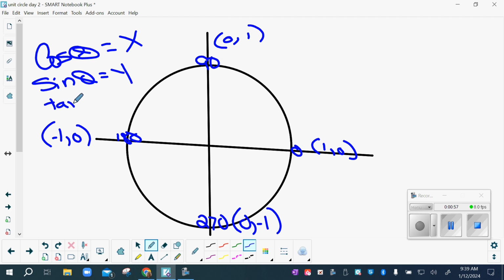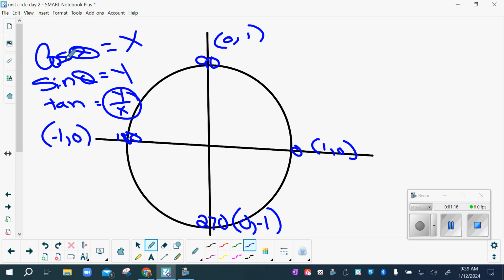And tangent, and this is where I blew it, I usually do sine first and then cosine, and I wrote it wrong on the chart, so I flipped this wrong. It is y over x, and it is sine over cosine. I blew that yesterday. I won't now.